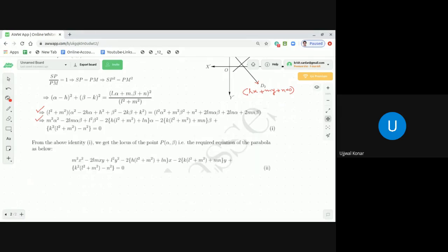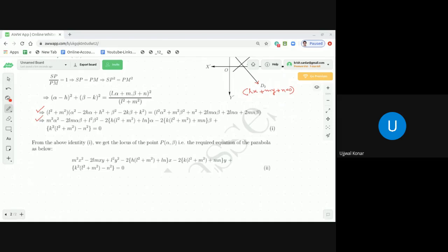Okay, dear students, so from the above identity 1, we get the locus of the point P, alpha comma beta, that is the required equation of the parabola as below. We just replace alpha by x and beta by y, and we found that one. Correct, dear students? Now, I'm going to take you to the general equation of second degree in x and y. If you recall, what is that, dear students? It is ax square plus 2hxy plus by square plus 2gx plus 2fy plus c equal to 0.